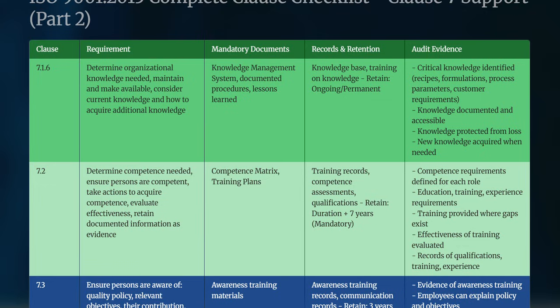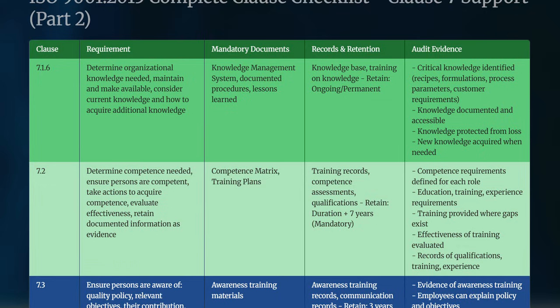For clause 7.2, it requires you to determine the competence needed and ensure persons are competent, and you need to take actions to acquire competence. You need to evaluate effectiveness, and you need to retain documented information as evidence. The document requirements here: you need to have a competence matrix and training plan. And the records you need to have include training records, competence assessment, and qualifications. You need to retain them for the duration of the employment plus 7 years, and this is a mandatory requirement.